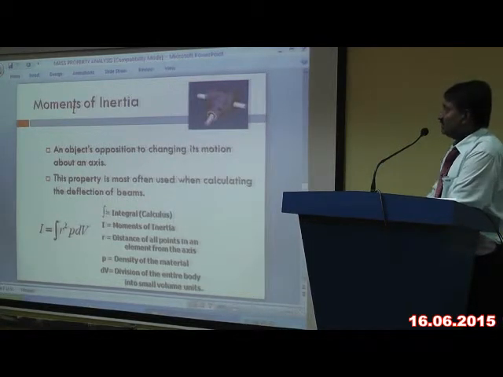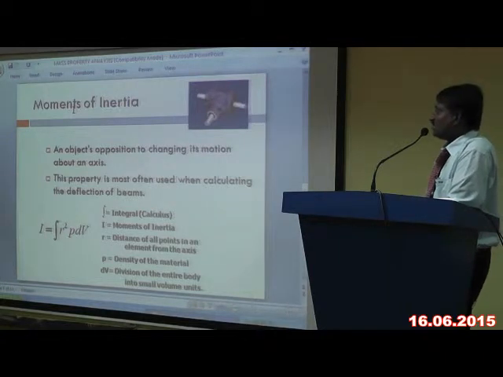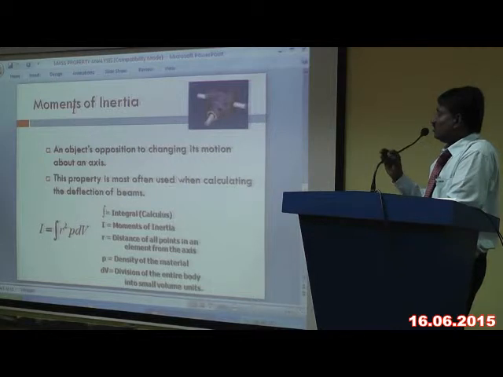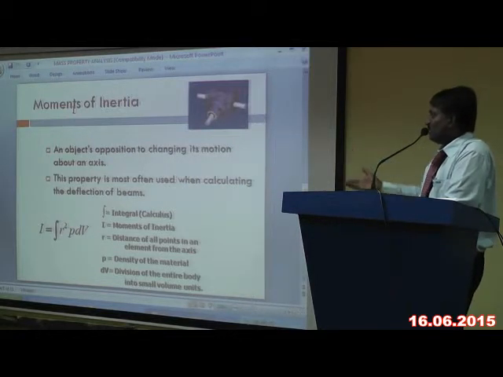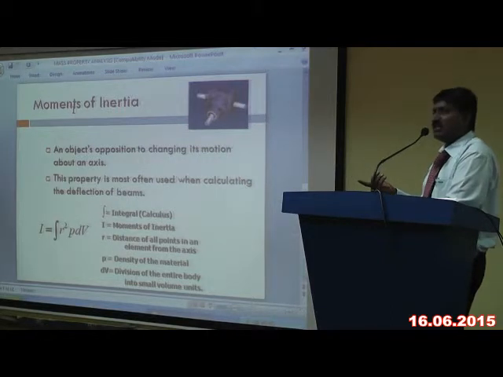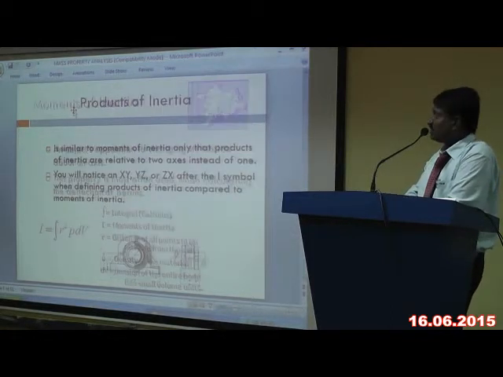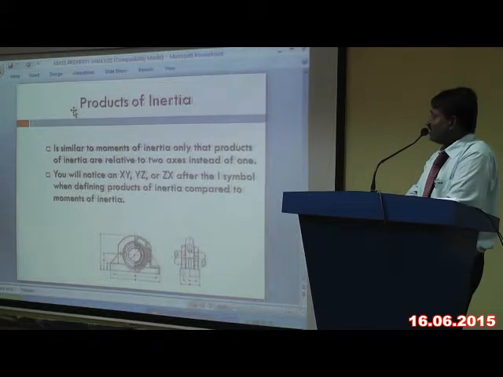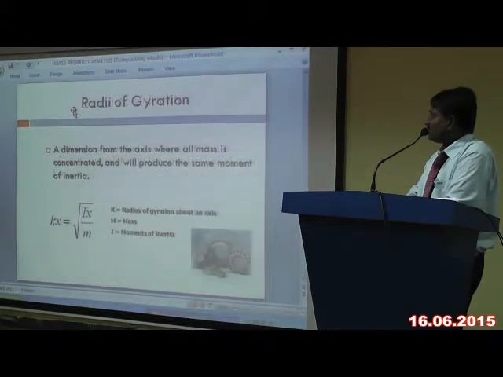Moment of inertia: an object's opposition to changing its motion about an axis. This property is most often used when calculating the deflections of beams. And also, we simply teach it, but we are not using it anywhere. So we have to use it. Product of inertia, so x, y, z directions.